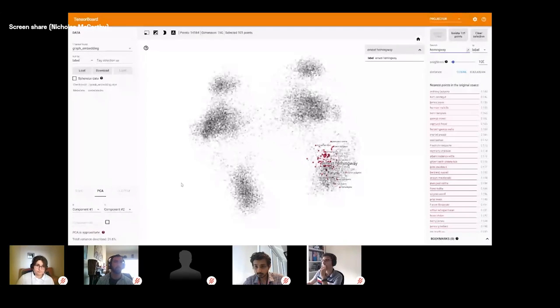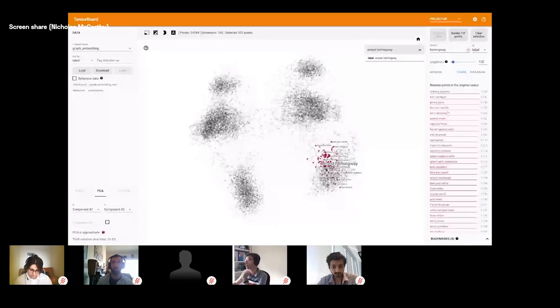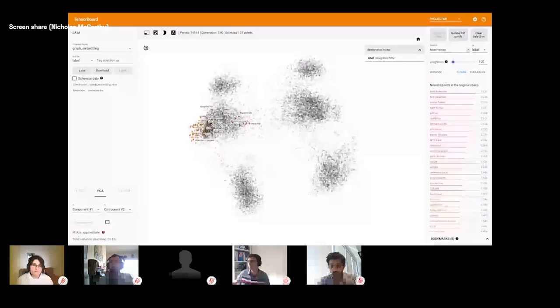So if you're not familiar with TensorBoard, this is the TensorBoard projector. You want to select projector in the top right, and you can use that to visualize a set of embeddings. So here we have Ernest Hemingway, and it's showing the nearest entities in the embedding space. We find designated hitter, which I guess is the baseball term. It's giving us all the other similar positions in baseball.